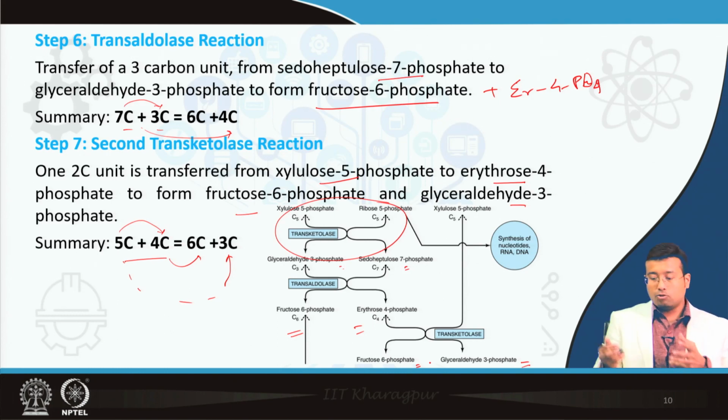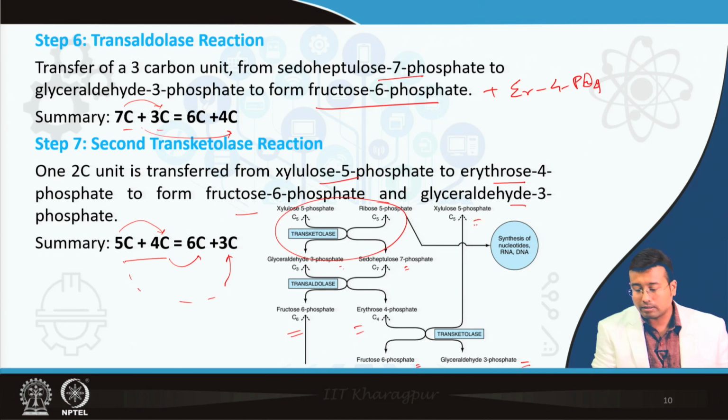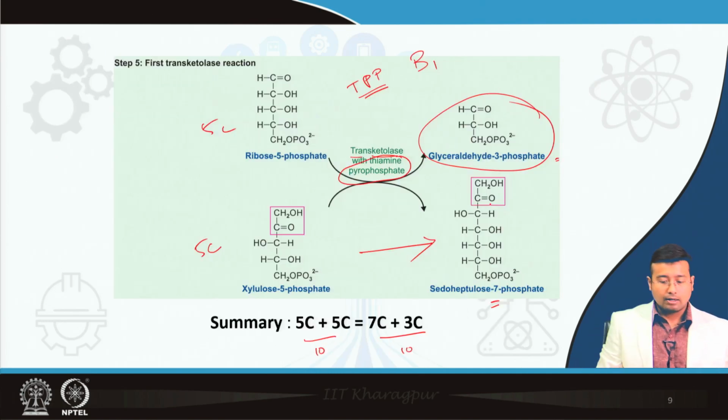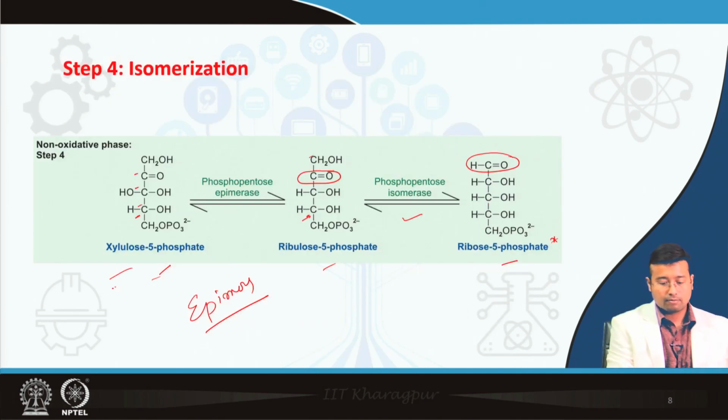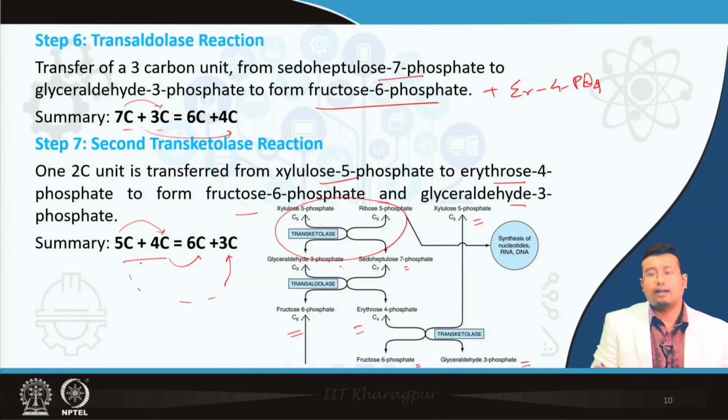Okay. So, you may ask where the xylulose 5-phosphate is coming from? Well, xylulose 5-phosphate is coming from here. Okay. It is an earlier product which is now reacting, which is now utilized in this second transketolase reaction.